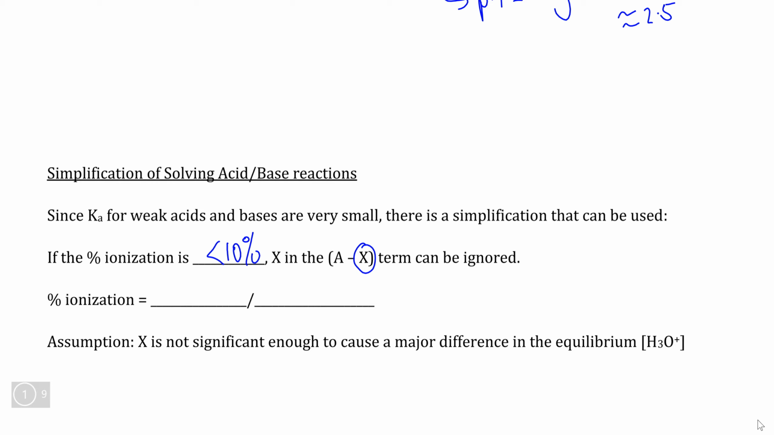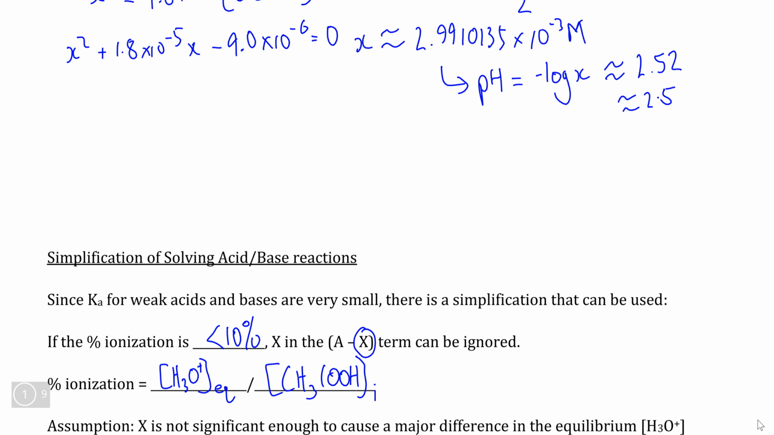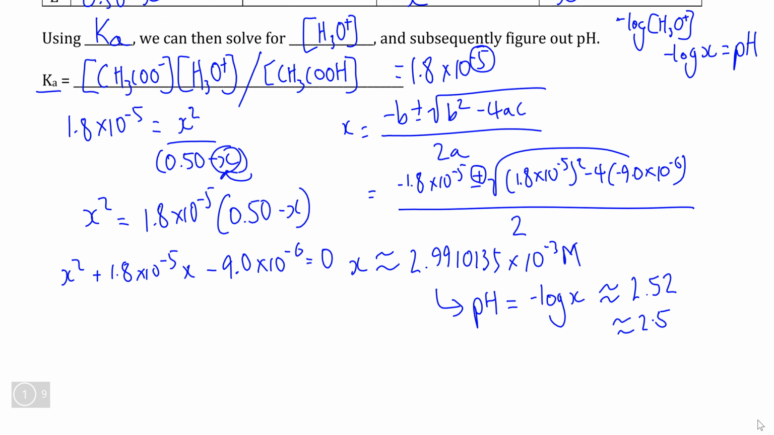And remember that our percent ionization is equal to the concentration of H3O+, because remember that H3O+ is what is produced when our solution ionizes at equilibrium, divided by the original concentration of our acid, so initial. So if this number is less than 10%, we can ignore the x term because we're assuming that this x term is not going to make a significant difference in the original concentration here.